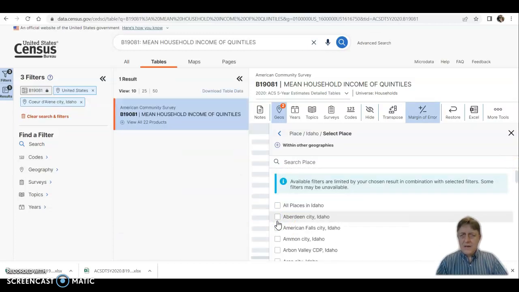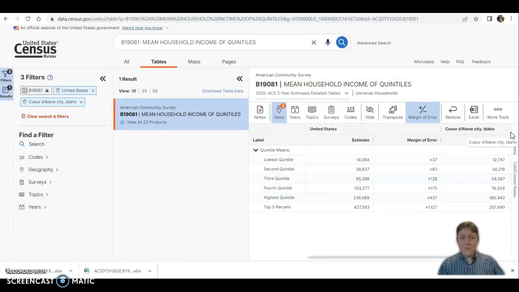Okay. Then I'm going to X out of this selection window so I can see the results. And would you take a look?